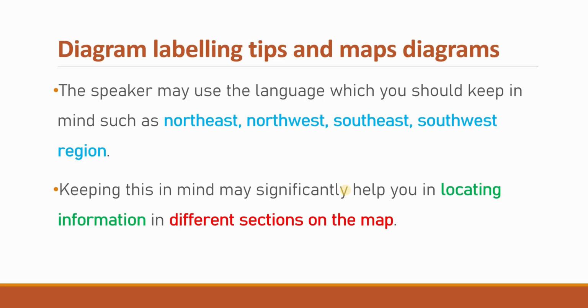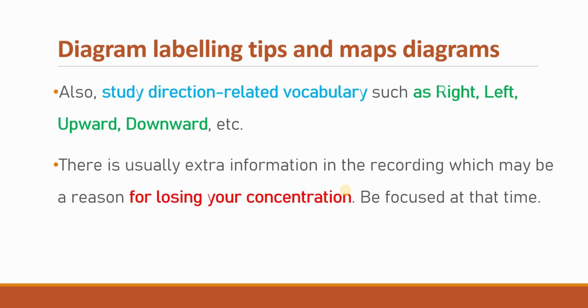Speaker may also say that in the southwest region there is a home or a library. So how will you find where is southwest? By looking at the diagram or the map, you have to sketch out that this is the southwest, this is the southeast, this is the northeast, this is the northwest. So try to sketch out those locations. Also study direction related vocabulary such as right, left, upward, downward. Most of the students are not aware and are unable to manage the directions. So in that case, try to learn those vocabularies.